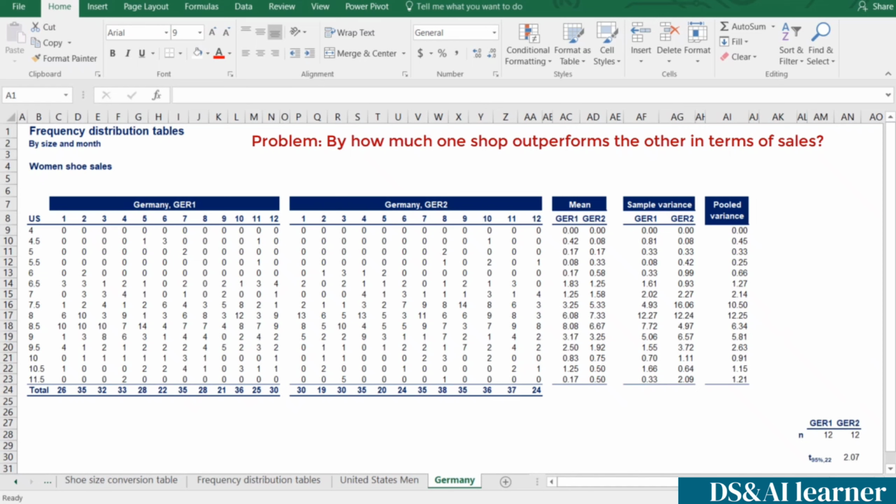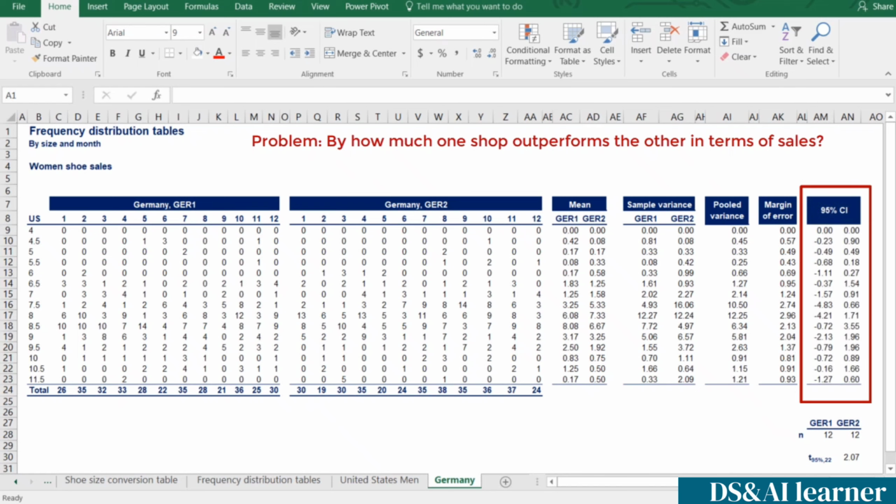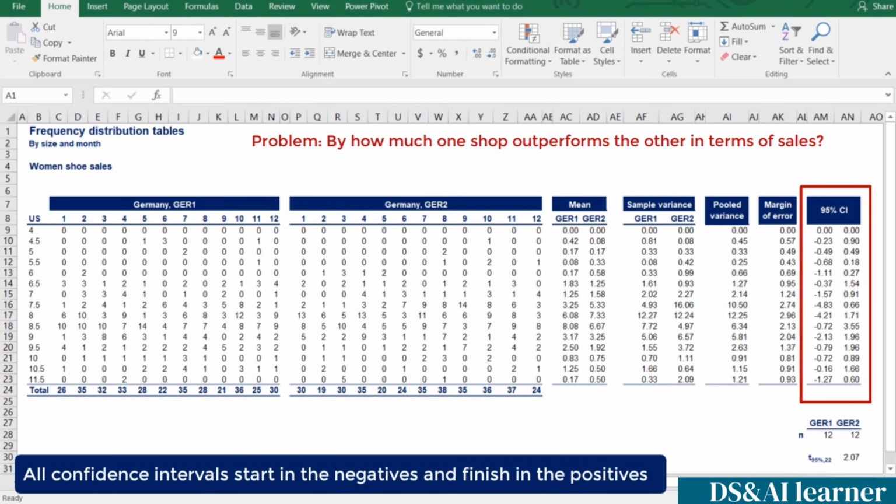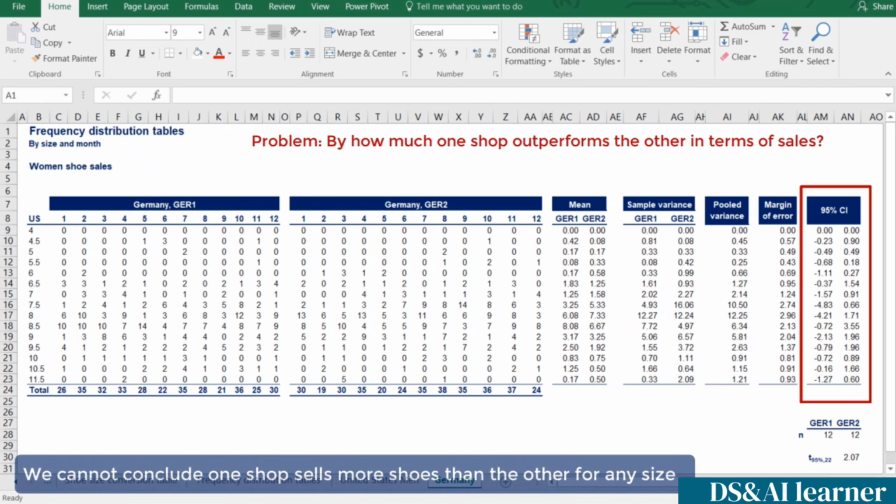What we get from the table is 2.07. The respective margins of error are given by the well-known formula. Finally, the 95% confidence intervals are determined by the means and the margins of error. What we get are these 15 intervals. 0 is a part of all of them. With the exception of the unsellable size 4, all confidence intervals start in the negatives and finish in the positives. This implies that we cannot conclude that one shop sells significantly more shoes than the other for any size.